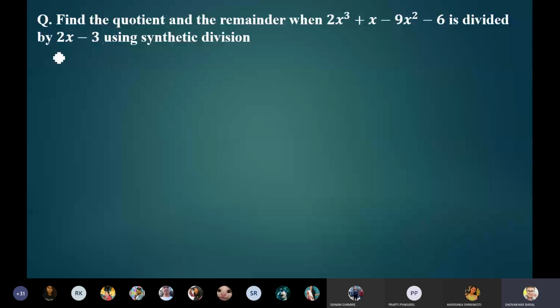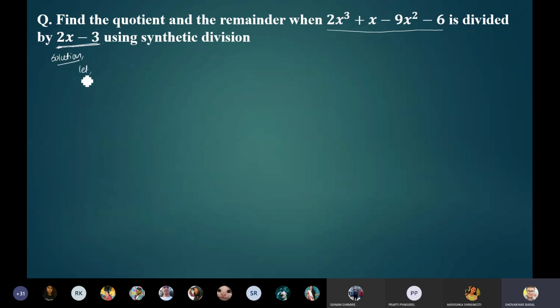Yes, let me solve this. If you can solve it on your own, then just do it yourself. Let's do it. Solution. This is the polynomial 2x cubed plus x minus 9x square minus 6. Be careful. The degree of the divisor must always be 1. If it is not 1, then you cannot divide it by synthetic division, though you may apply some tricks to do that part also.